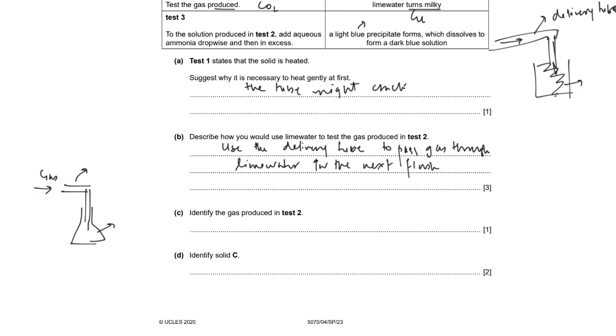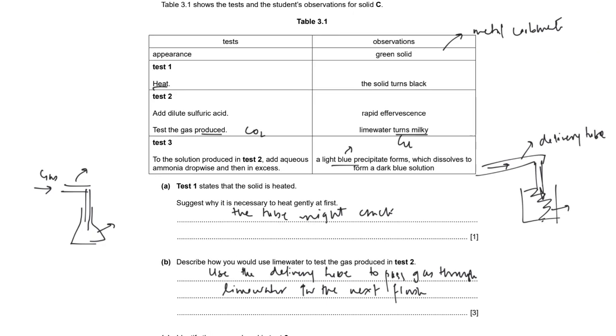Identify the gas produced in test 2. It was carbon dioxide. I identified it initially. Okay, identify solid C. So it was a metal carbonate, and we know that obviously a light blue precipitate is forming, so the metal is copper. So it will be copper carbonate. Another hint for you for it being copper is that on heating it has turned black. You should know that copper oxide is black, and when copper carbonate is heated, copper oxide and carbon dioxide are produced.